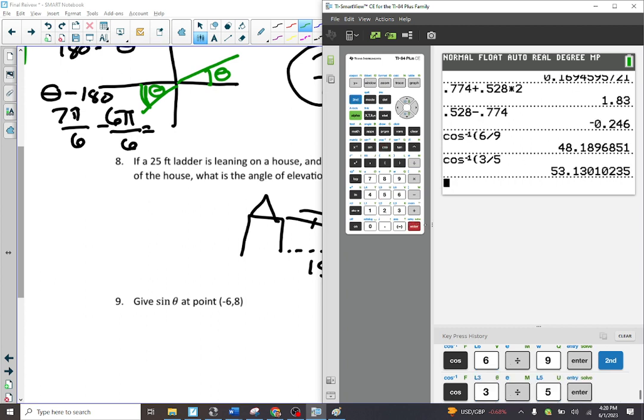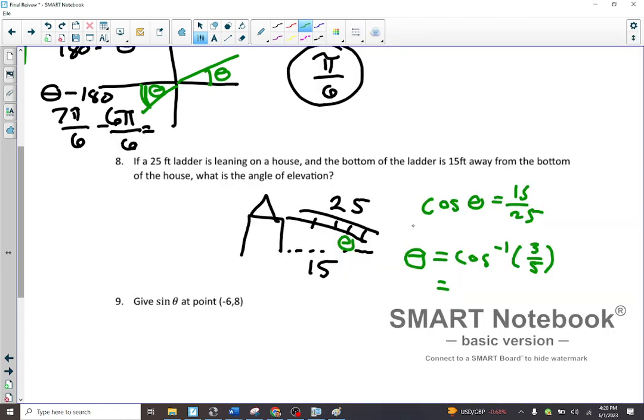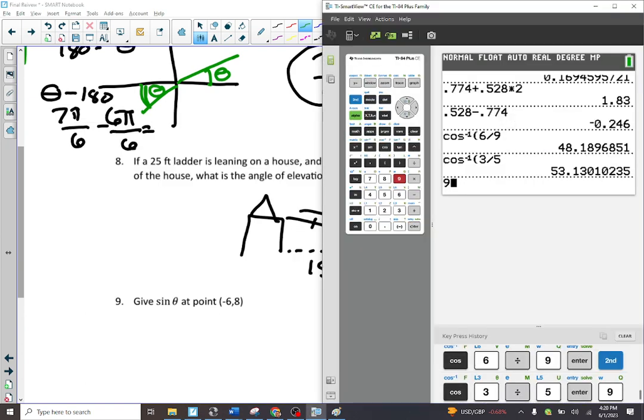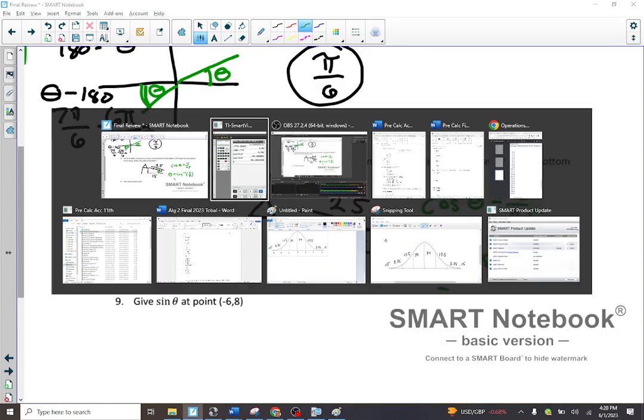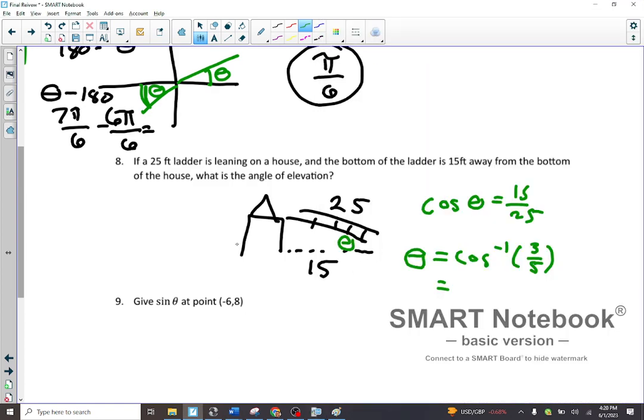No, it's 53. I wasn't even close. 3 over 5? Yeah. 53.1 degrees. You're all missing the problem. Degrees.